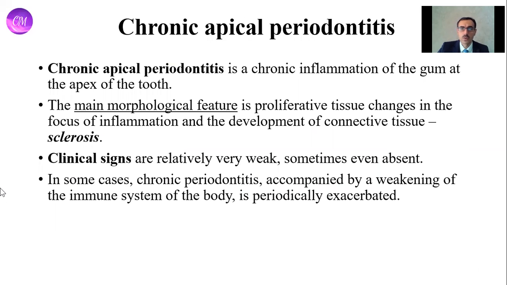Chronic apical periodontitis is a chronic inflammation of the periodontium at the apex of the tooth. The main pathomorphological feature is a productive proliferative tissue change in the focus of inflammation and the development of connective tissue, or sclerosis. Clinical signs are relatively weak, sometimes even absent, and in some cases, chronic periodontitis accompanied by a weakening of the immune system of the body is periodically exacerbated.